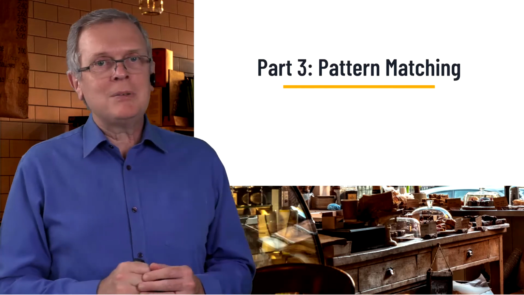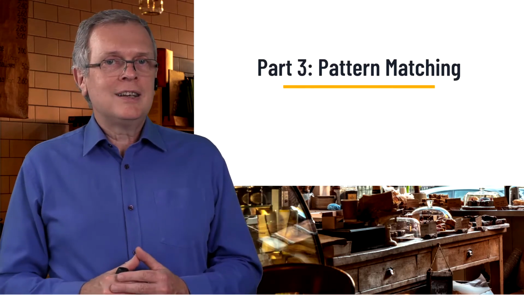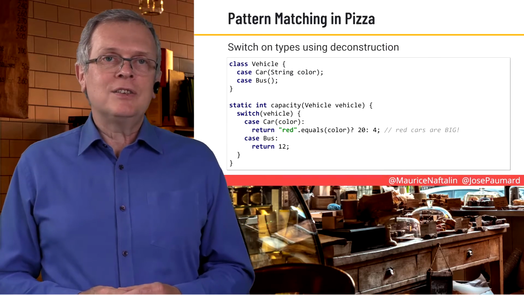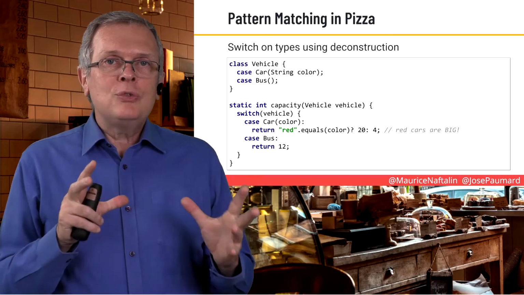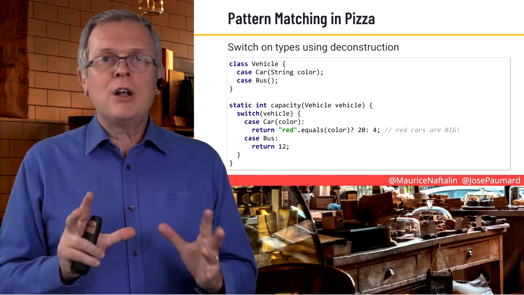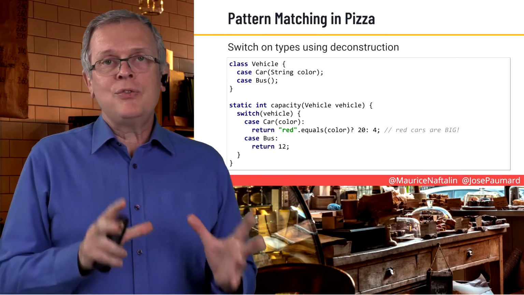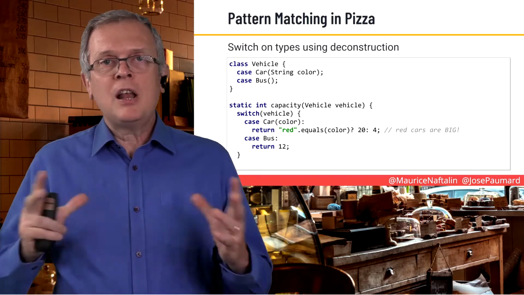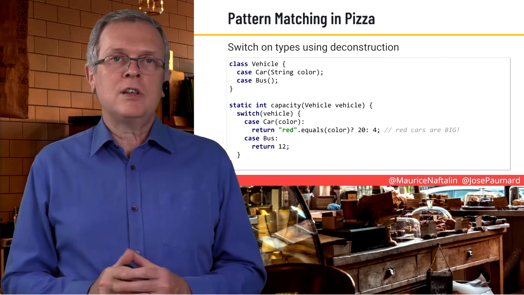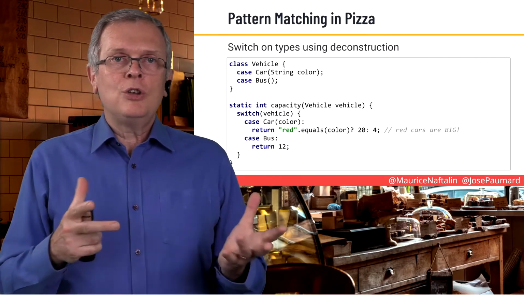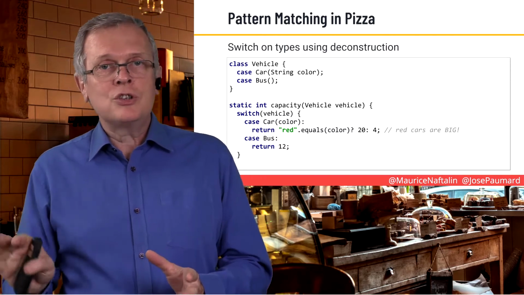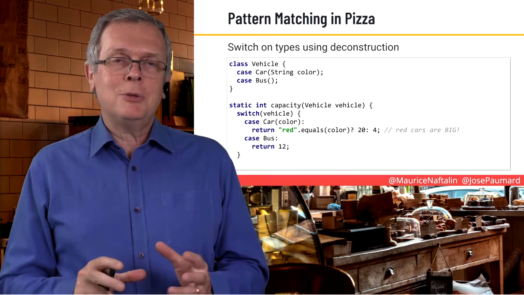As we saw, pattern matching is not a new idea. There was already support for pattern matching in Pizza, as you can see in this example. Here you have two sealed classes. Well, we have one sealed class for Pizza, a vehicle class with two extensions, car and bus. And the Pizza language knows that there are no other extensions allowed. So you can see that a car is constructed on a color that will allow for deconstruction. More on that in a minute.